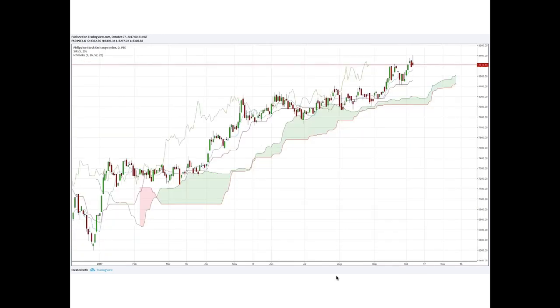Meron pa isa. PSE. Ito rin. Trend ng Philippine Stock Exchange. It had always been on an uptrend since that bottom. Ito, never naman siya nabutas. Never naman siya nag-below Kuhmo, no? Nobody trades the PSE index, but it shows you an overall direction of the market.